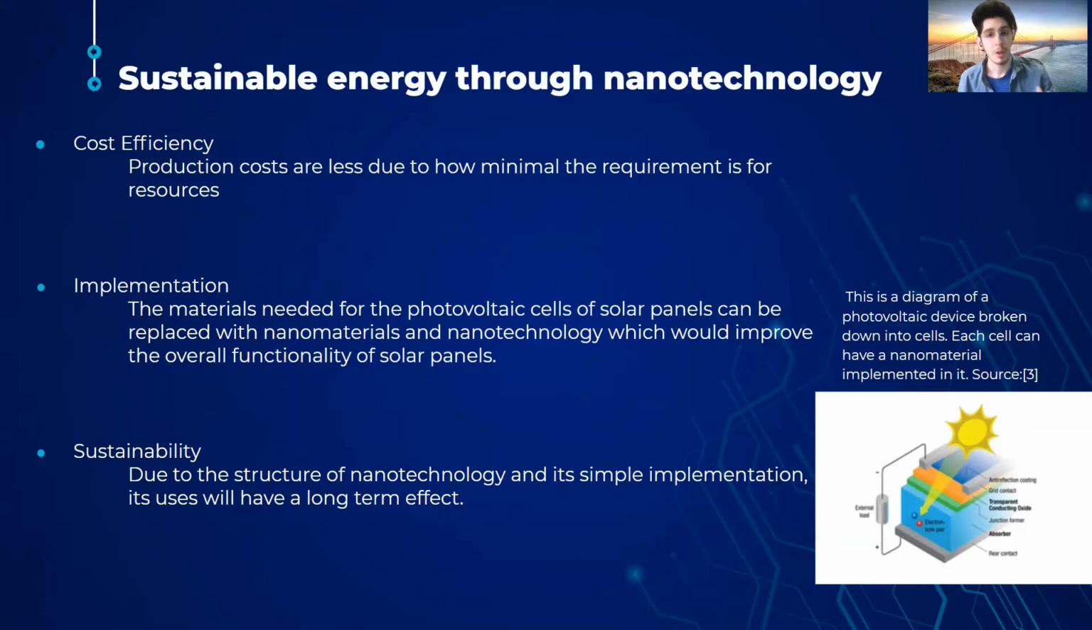Now that leads straight into our implementation. You'll notice on the diagram below that there's a photovoltaic device. That device is broken down into cells. Each of those cells can be replaced with a nanomaterial, and each of those nanomaterials can have nanotechnology implemented in them. Although it does sound complicated, the time it takes to implement that sort of technology is going to be less compared to the regular implementation. Again, because of the resources required.